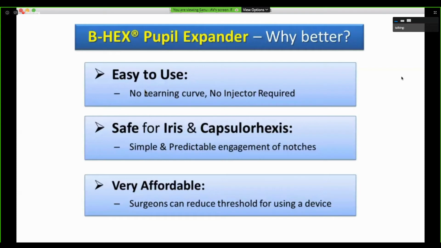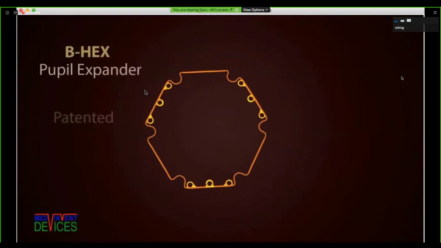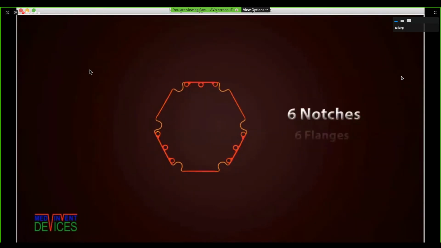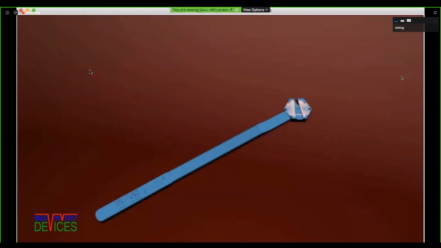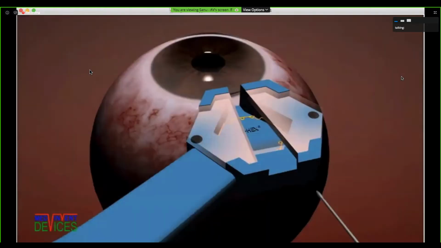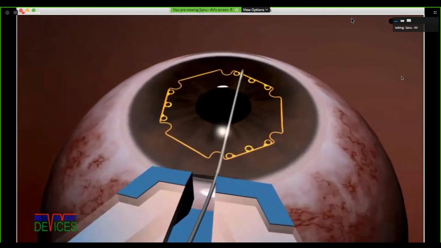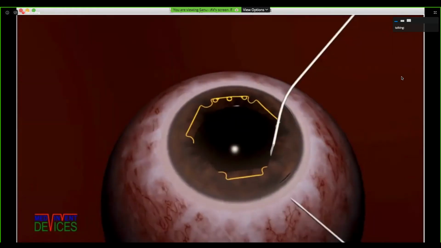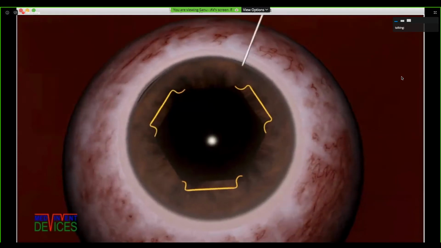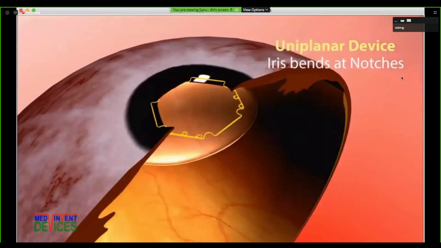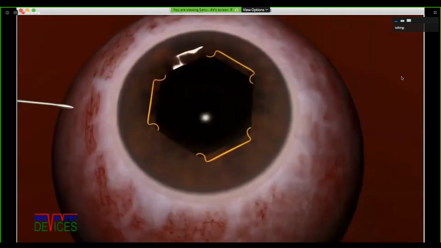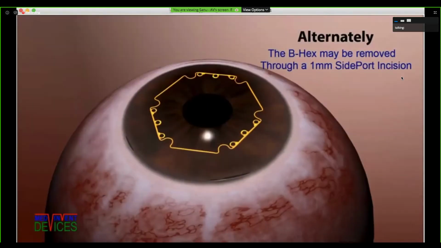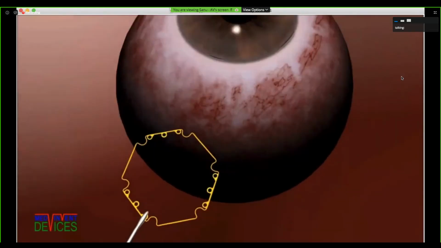The B-HEX is easy, safe, and very affordable. The 75-micron profile is one-tenth the thickness of other devices. It is a hexagon with notches and flanges. The housing presents the preloaded device at the incision, and the B-HEX 23-gauge forceps advances it through the incision. As alternate flanges are tucked under the iris, the pupil expands. The iris bends at the notches, while the B-HEX remains in a single plane. Notches are disengaged and the device is removed through the main incision. In fact, the B-HEX can exit through a 1 mm side port incision, which no other device can.